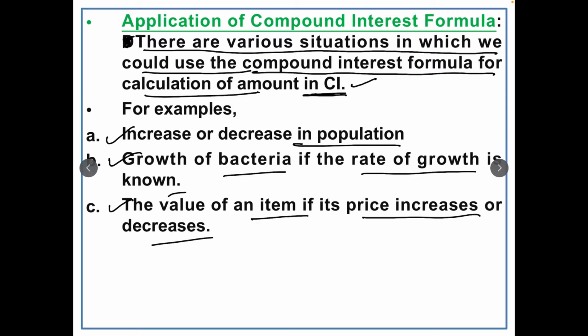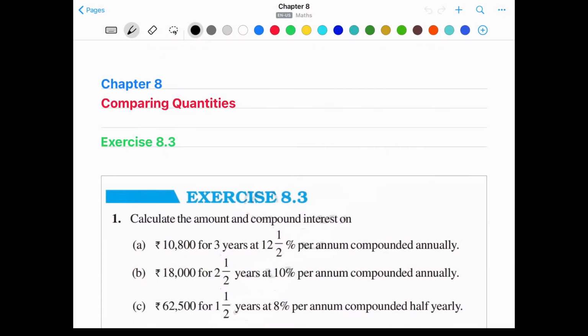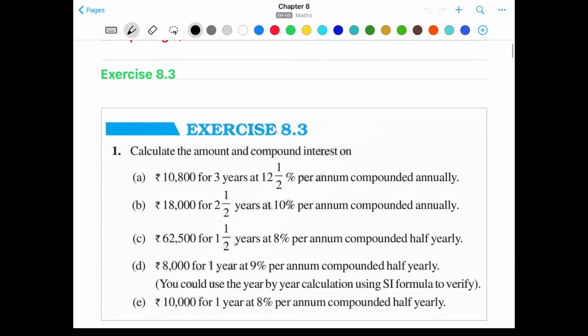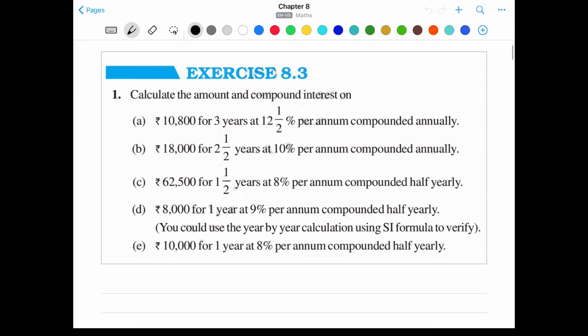Let's move to exercise 8.3. In this session we'll be looking only at the first 4 questions. The remaining questions will be covered in the next session. So let's start with the first question of exercise 8.3. The first question is, calculate the amount and the compound interest on the following. We are given a total of 5 cases, so we will be looking at each one of them one by one.